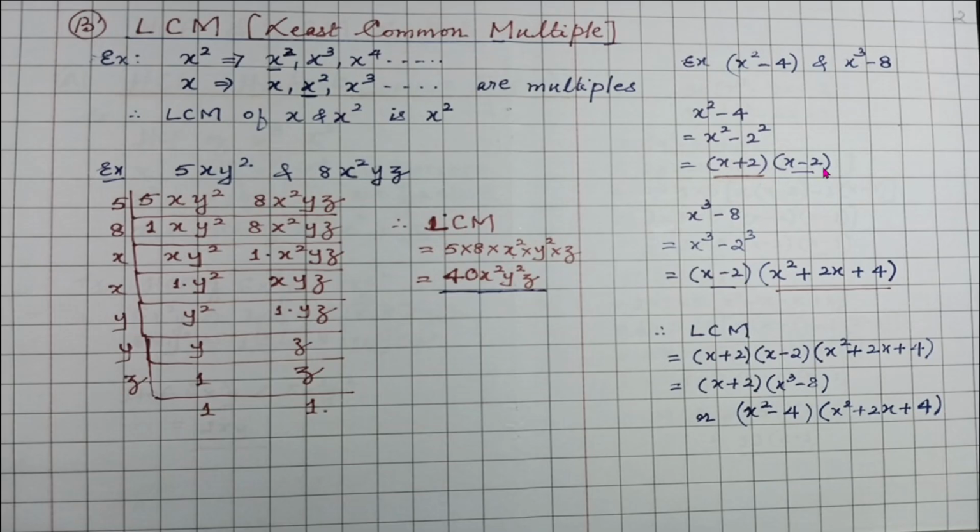We have (x + 2)(x − 2) here, and (x − 2) is common. Take (x − 2), and therefore the remaining terms are (x + 2) and (x² + 2x + 4). Therefore the LCM is (x + 2)(x − 2)(x² + 2x + 4), that is (x² − 4)(x² + 2x + 4), and this is the LCM. So in LCM, first of all we find the HCF and take the remaining terms. The HCF is (x − 2), and the remaining terms are (x + 2) and (x² + 2x + 4); take the product of them and we get the LCM. So remember this method of finding LCM of polynomials.